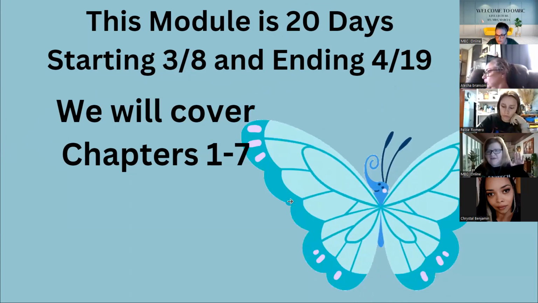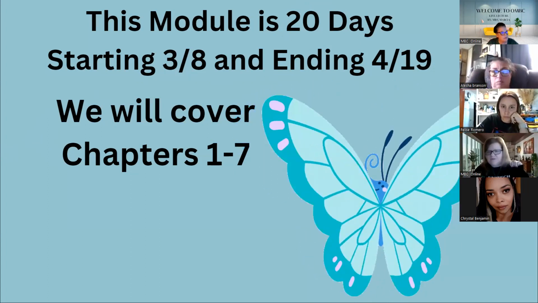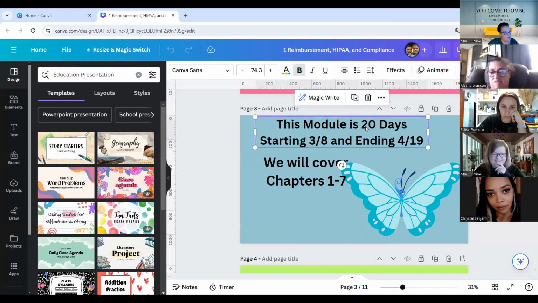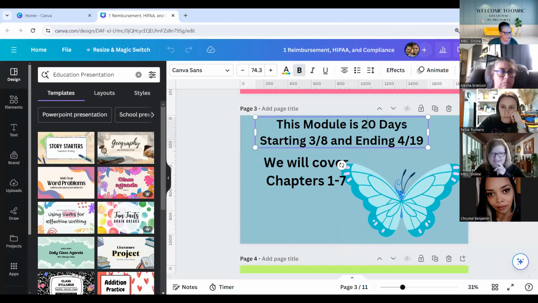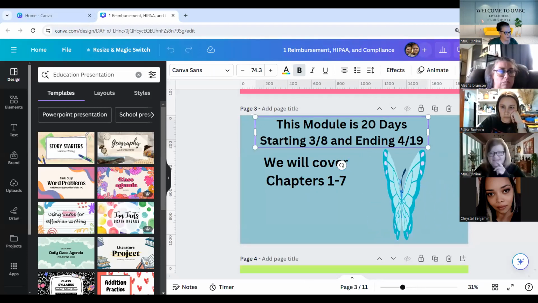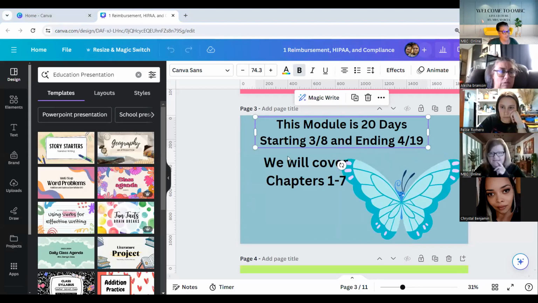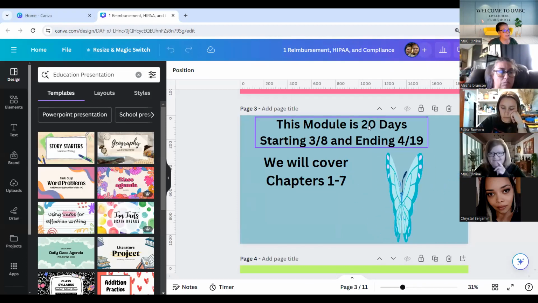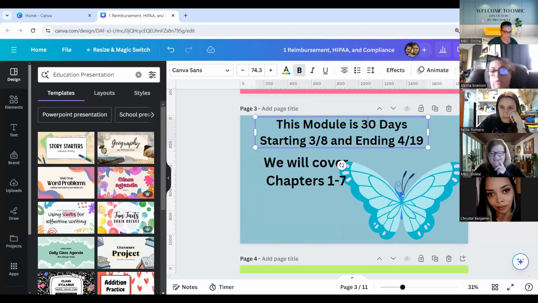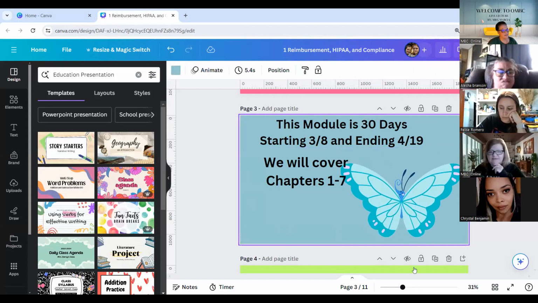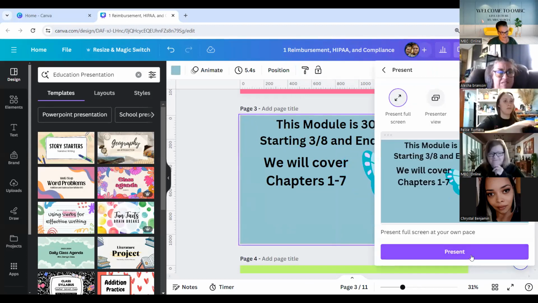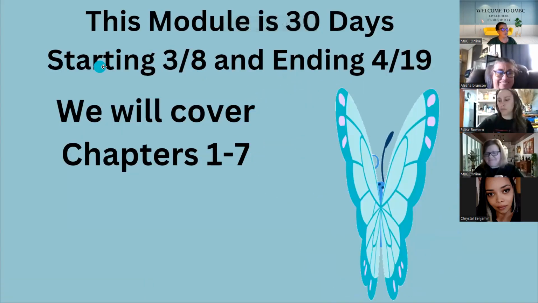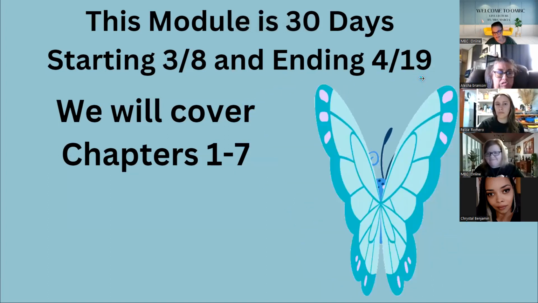What, Brandy? I think it's a 30-day module. It is a 30-day module. Okay, look, we're going to fix this right now. No, it's not. Is it? Yeah. We're going to find out. How did I get that messed up, girl? All right, we're going to trust Miss Brandy. It's a 30-day module. I'd rather have more than less. All right, let's try that again. This module is a 30-day module, starting 3/8 and ending 4/19. Well, that does feel like 30 days, Brandy.